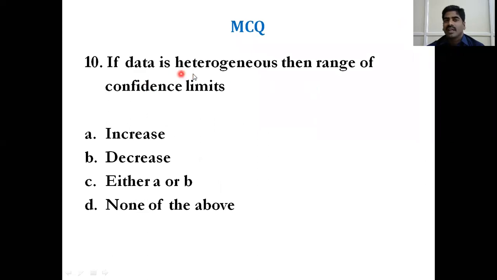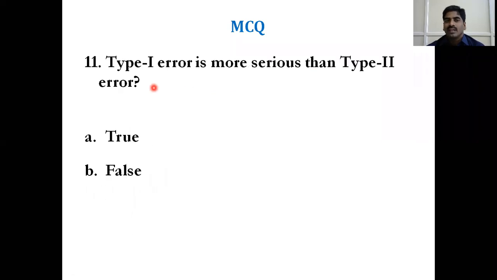Next question, if data is heterogeneous, then the range of confidence limits. If the population is heterogeneous, then the range of confidence limits. Type 1 error is more serious than type 2 error. True or false?